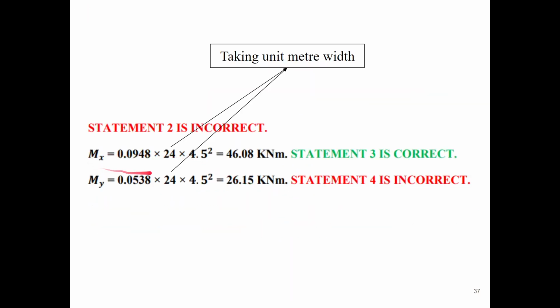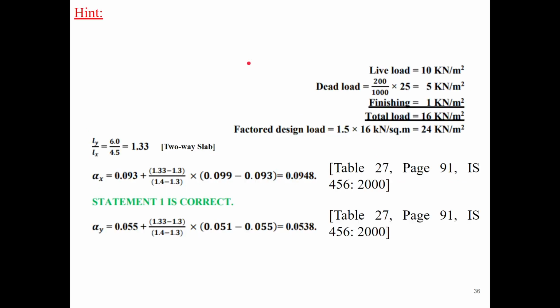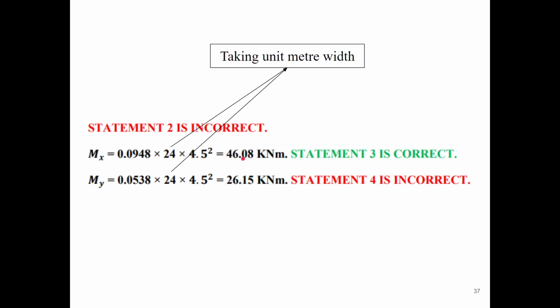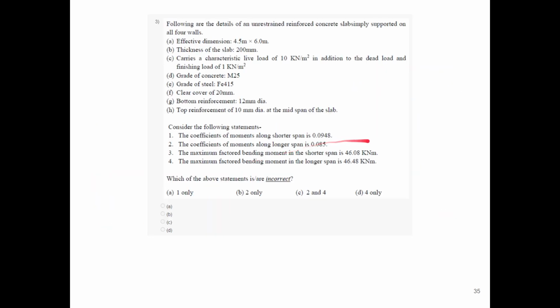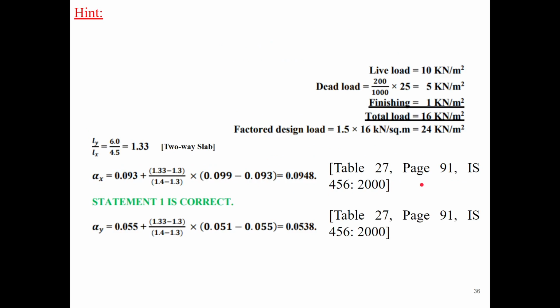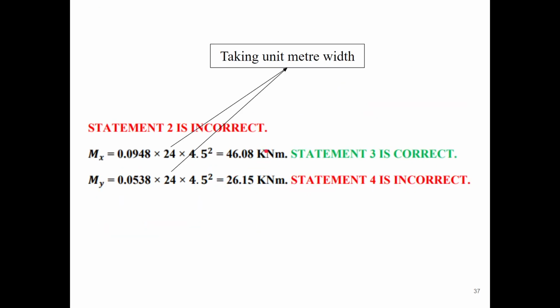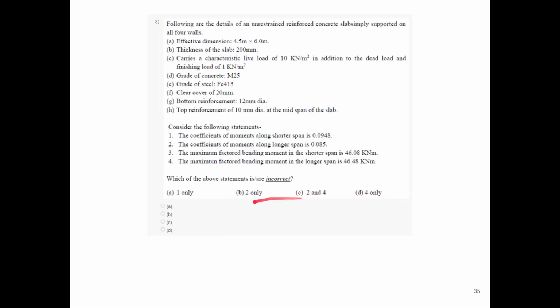So then, using the alpha x and alpha y values, we can calculate the Mx and My values, right? So it will be alpha x w lx square, and alpha y w lx square. So w is 24, lx is 4.5, right? So 0.0948 into 24 into 4.5 square is 46.08 kilonewton meter. So 3 is also correct. The option is not provided for 3, but yes, this is correct.